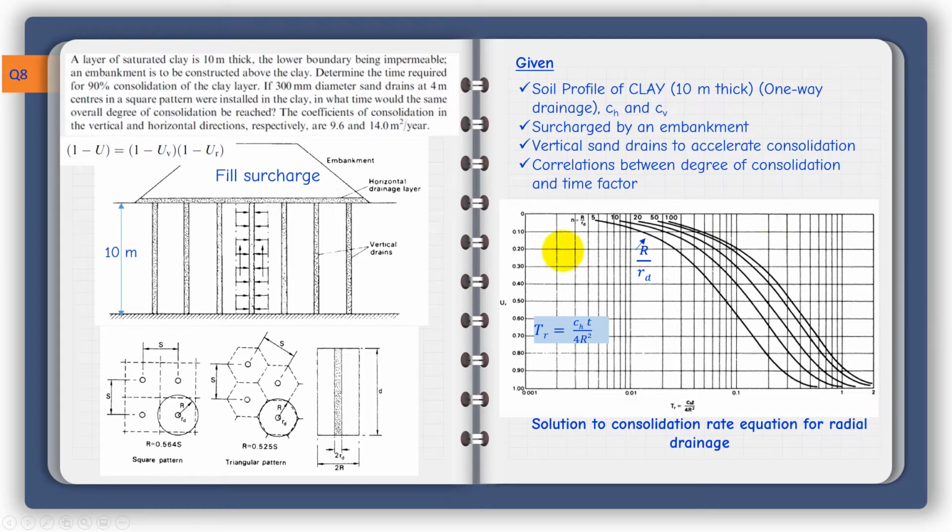We are also given here these curves for the relationship between the degree of consolidation in the radial direction versus the time factor for the consolidation in the radial direction. Let us see what's required.